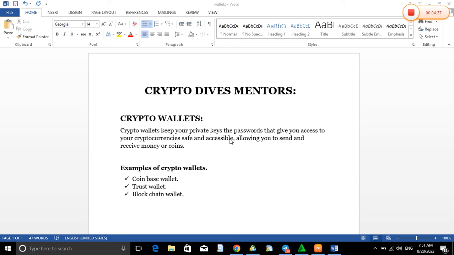The last one on my list is called Blockchain Wallet. If you look for wallets which are highly secure for keeping your assets, we also recommend you to use Blockchain Wallet. All these wallets I've tried to break down, you can go to Google and search about them, plus create accounts on them. You can also go to either the Play Store or Apple Store to download their applications.